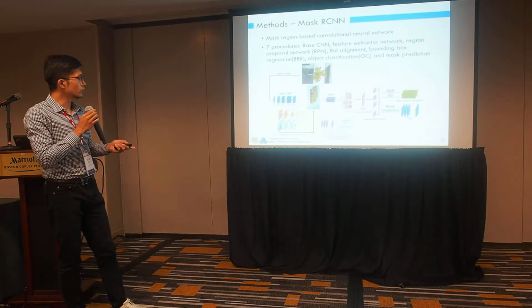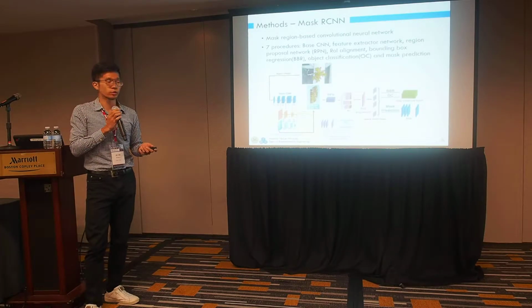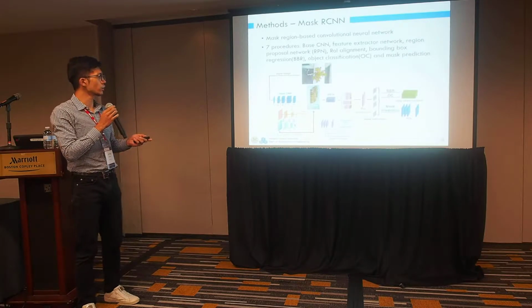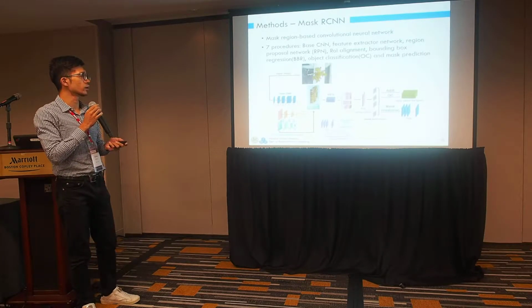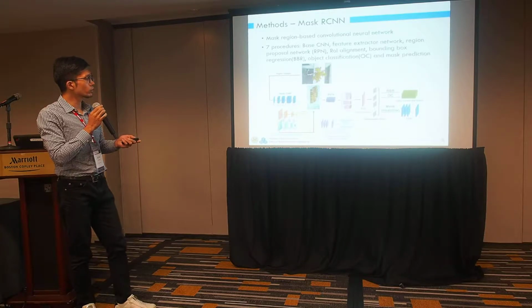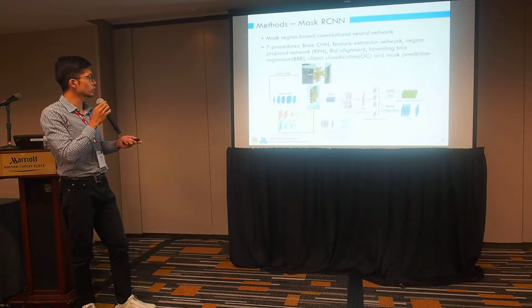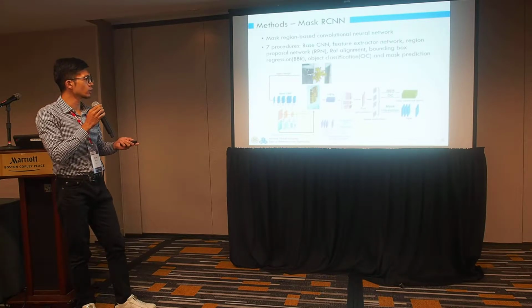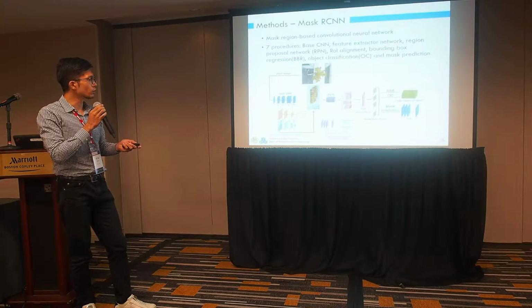Later, the results are divided into 3 branches. The first 2 branches are bounding box regression and object classification, and they are based on fully connected layers. And the mask prediction is based on a fully convolutional neural network. Therefore, the fully convolutional network can preserve the spatial feature maps.